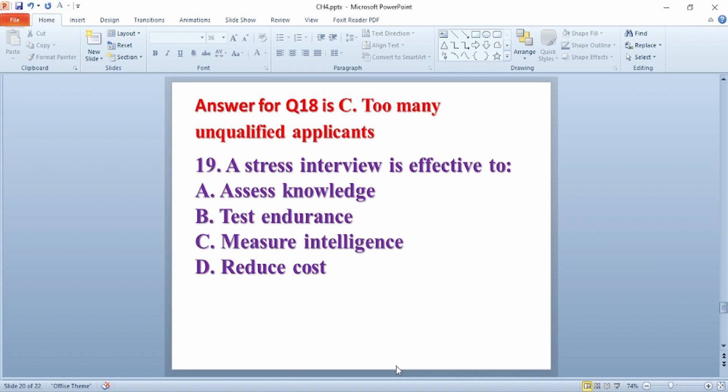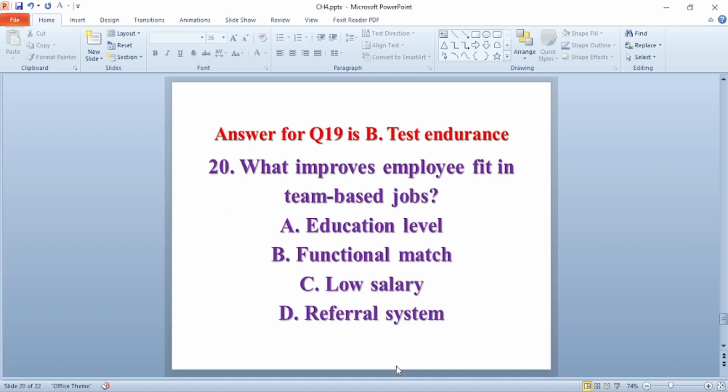Question number 19. A stress interview is effective to dash. A. Stress knowledge. B. Test endurance. C. Measure intelligence. D. Reduce cost. The answer for this question is B. Test endurance.